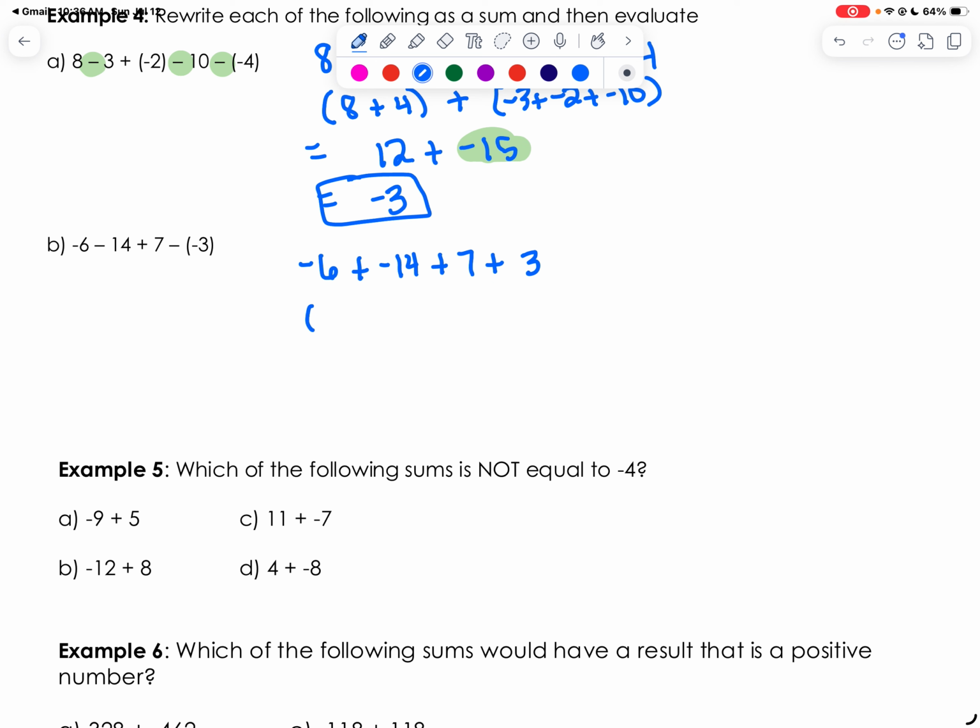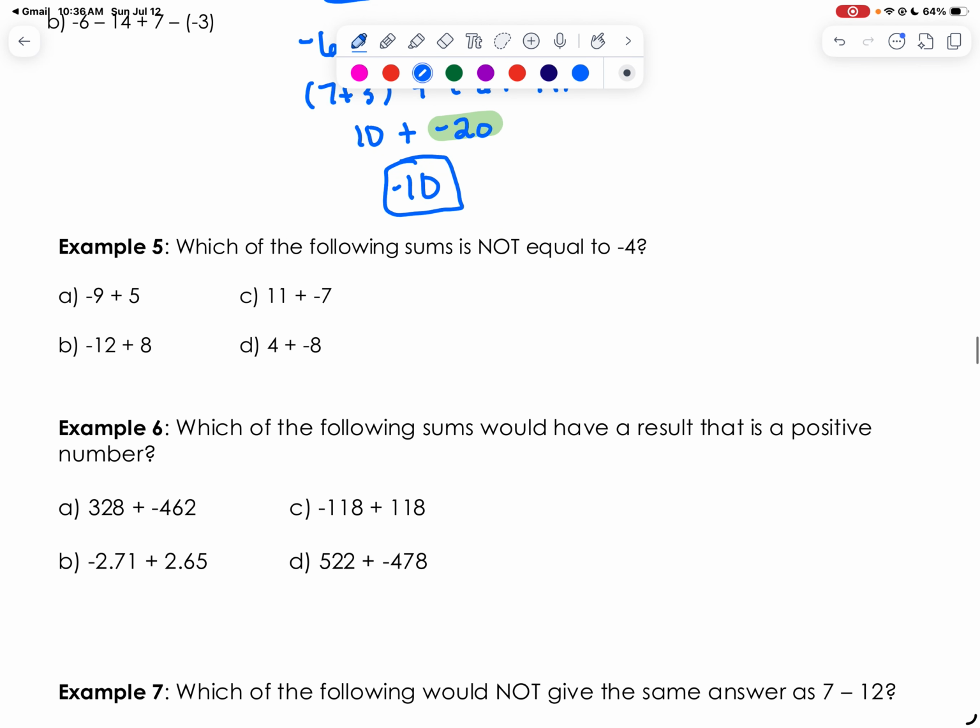So I rewrote it as an addition of the opposite problem. Then I put my two positive numbers together and my two negative numbers together. So 7 plus 3 was 10. Negative 6 plus negative 14 was negative 20. Now, because I'm adding two numbers that have different signs, I subtract and take the sign of the larger. So negative 10.